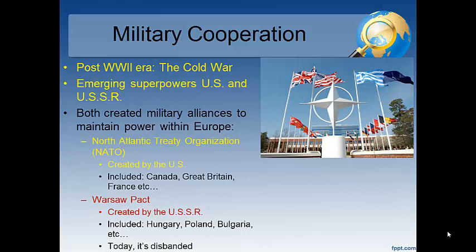The one created by the United States was the North Atlantic Treaty Organization, or NATO, which is still around today, which includes countries such as Canada, Great Britain, France, and many more. Well, during the same time period, the USSR created something called the Warsaw Pact as a direct answer to the creation of NATO. All right, and again, this was created by the USSR and included countries such as Hungary, Poland, and Bulgaria, and there's many more. Today, the Warsaw Pact is disbanded, but yet NATO still exists.